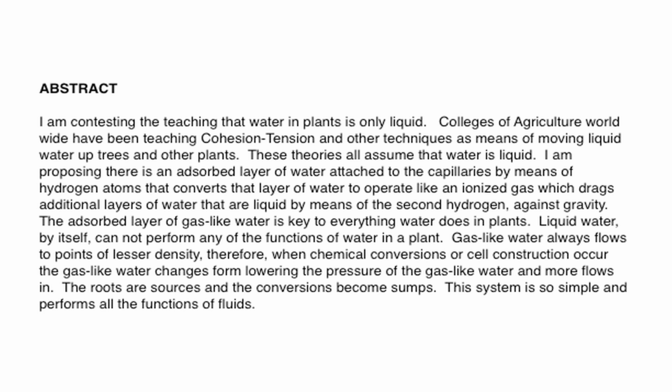This adsorbed layer of gas-like water is key to everything water does in plants. Liquid water by itself cannot perform any of the functions of water in a plant. Gas-like water always flows to points of lesser density. Therefore, when chemical conversions or cell constructions occur, the gas-like water changes form, lowering the pressure of the gas-like water, and more flows in. The roots are sources, and conversions are like sumps. This system is so simple it performs all the functions of fluids.